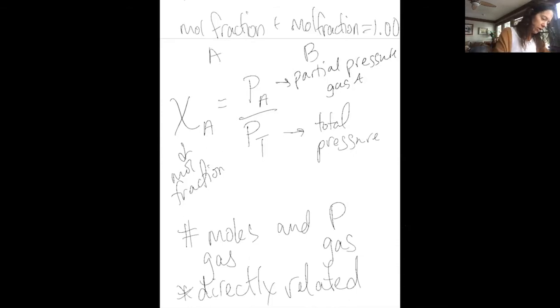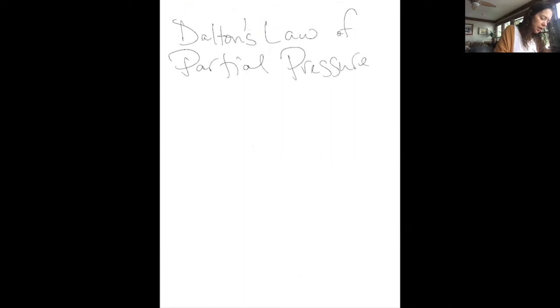But this is important. If we know the number of moles of each gas and the total pressure, we can determine the pressure of each individual gas. And the last thing, I promise, it relates to Dalton's law of partial pressures, which states that the total pressure is equal to the pressure of gas A plus the pressure of gas B plus the pressure of gas C, and so on. Okay, I need to stop.